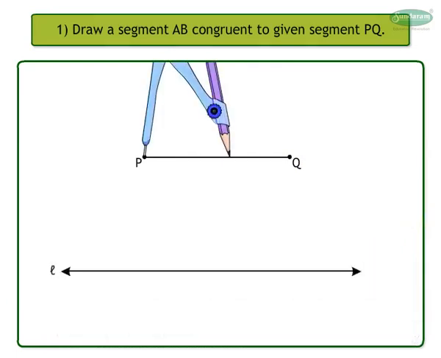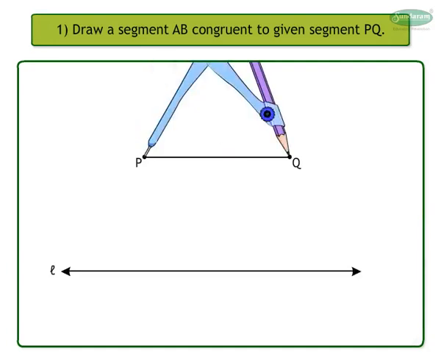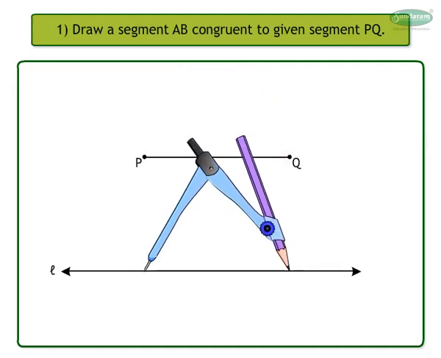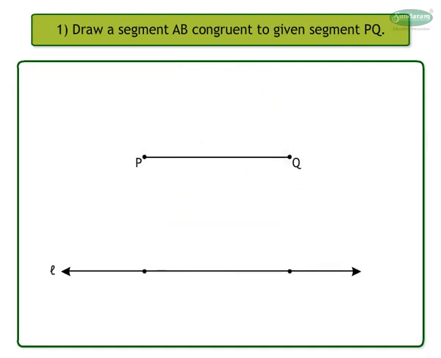Take a compass, place its ends on the endpoints of segment PQ. Now place the compass on the line L and plot 2 points where the endpoints of the compass touch line L. Name these 2 points as A and B. This segment AB is of equal length of segment PQ. Segment AB is congruent to segment PQ.